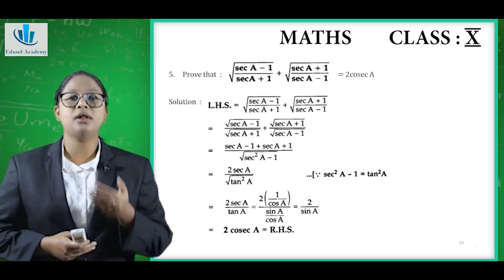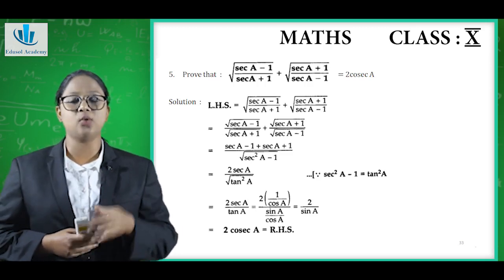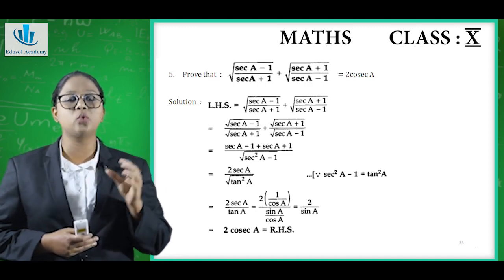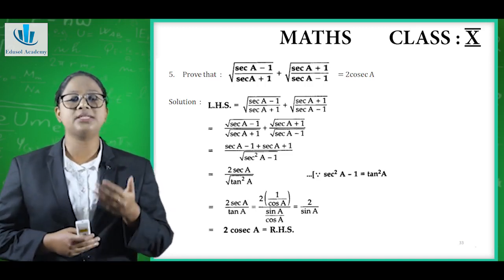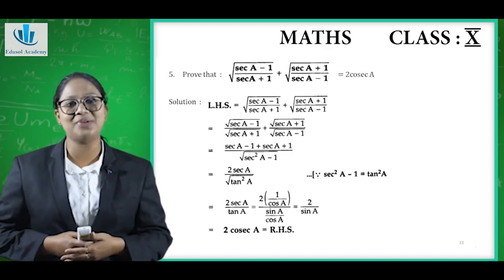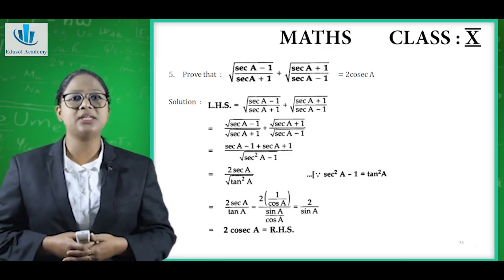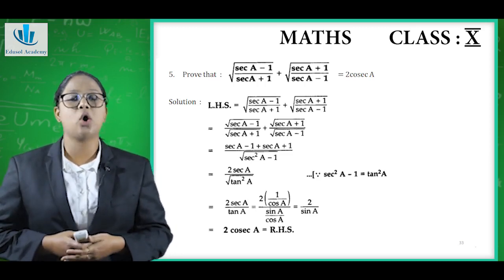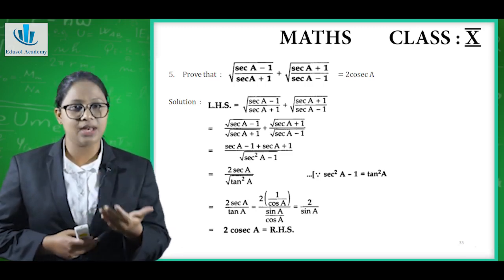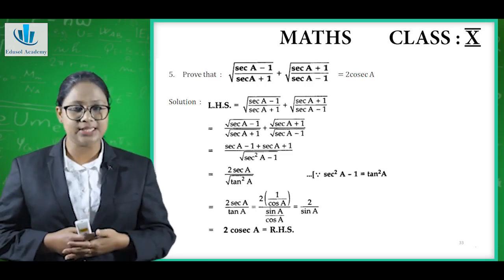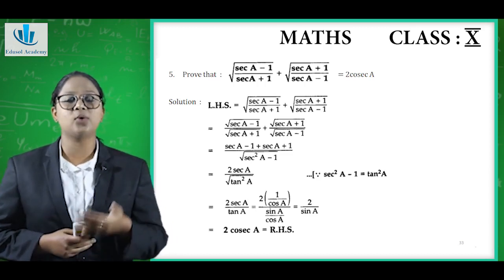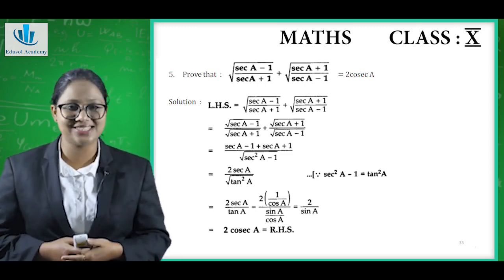So there is a general format to do such types of questions, the ones with roots. We have to multiply both individual roots with the conjugate of the denominator. Conjugate means the sign-shifted version of the denominator, with the root itself. So on multiplying that way, we can cancel the roots and reduce the equation and prove that the LHS is equal to 2 by sine theta, or it is equal to 2 cosec A. So LHS is equal to RHS can be proved easily.